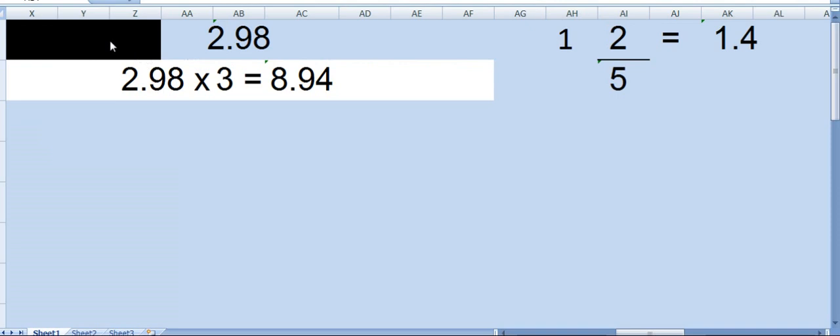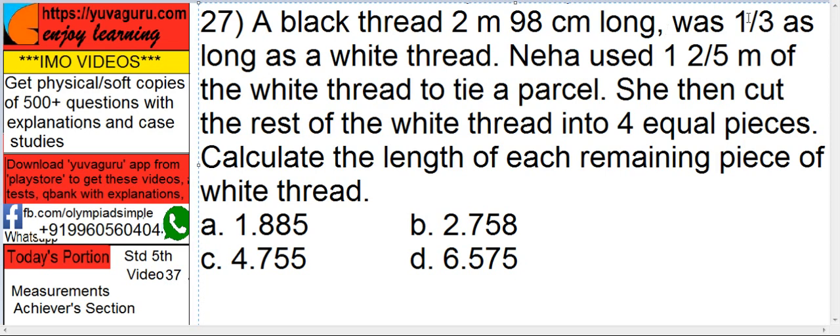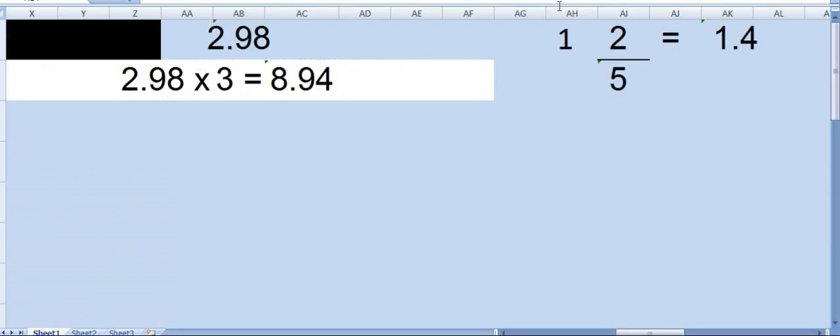See here, 2 meters and 98 centimeters means 200 centimeters plus 98 centimeters, or in terms of meters it's 2.98 meters. So the total length of the black thread is 2.98. What is given? The black thread is one-third of the white, so the white will be 3 times the black. So the white thread equals 2.98 multiplied by 3. Now if you multiply this, it's 8.94. Check my earlier videos for multiplication.